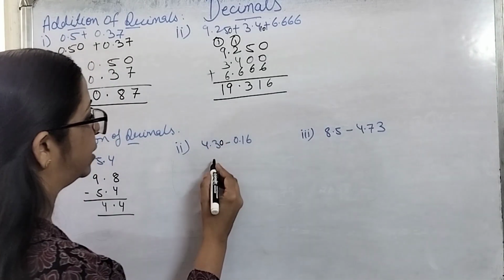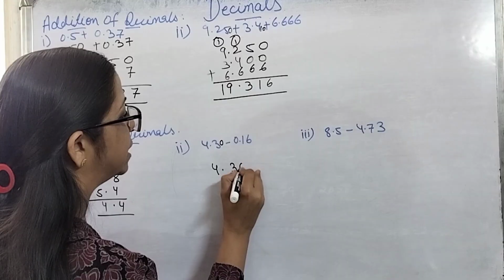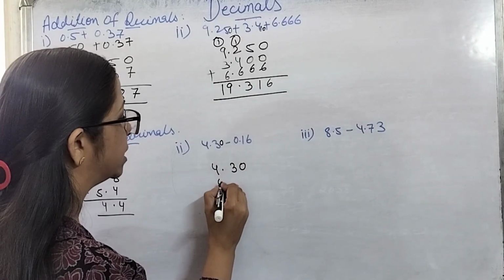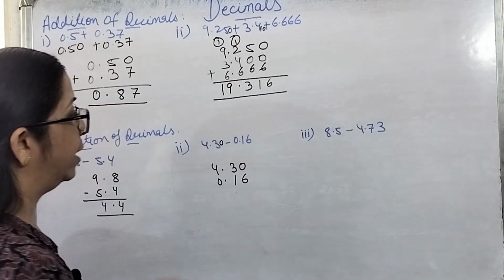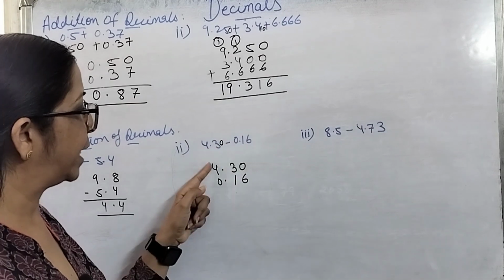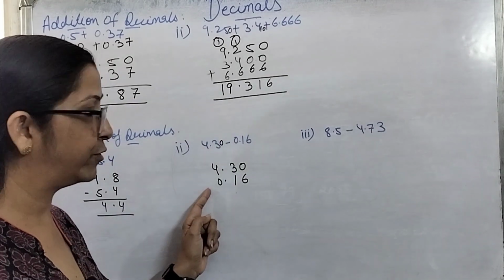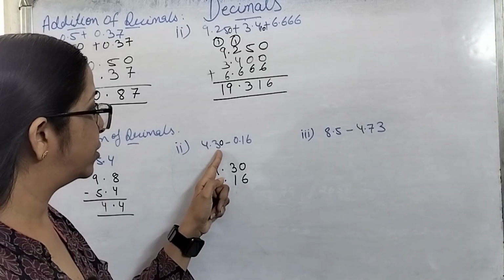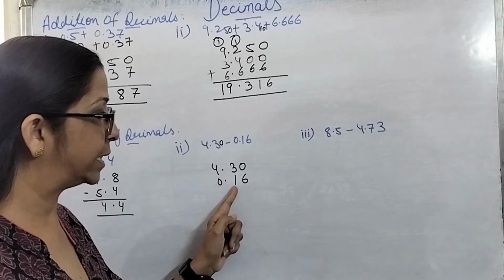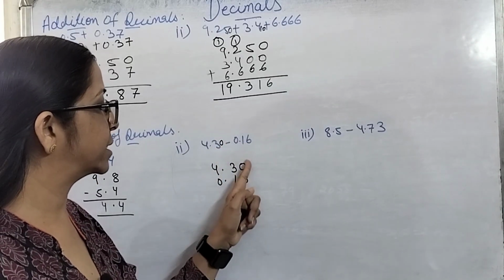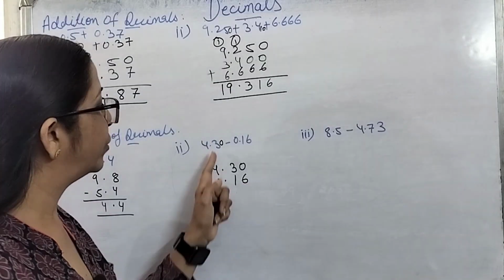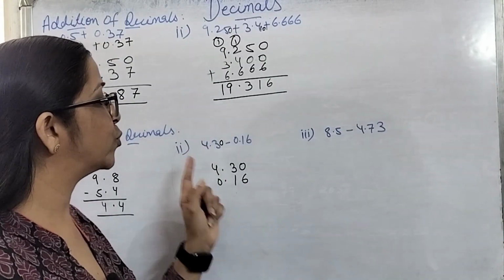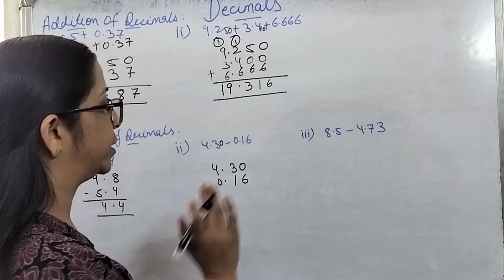Now we will be arranging the numbers: 4.30 and 0.16. 4 and 0 both were at units place, so we have taken one over the other. Decimals are in a vertical line. Then this 3 and this 1 are at 10th place. This 0 and this 6 are at 100th place. So we have taken the digits with the same place value one over the other.